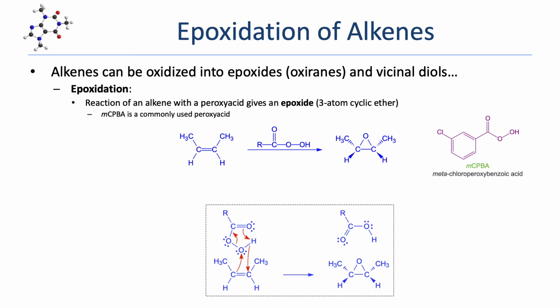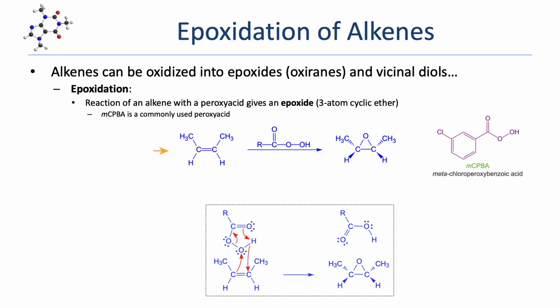Alkenes and alkynes can also be oxidized. Epoxidation is the oxidation of an alkene to form an epoxide, a three-atom cyclic ether. The reaction is often achieved via treatment with a peroxy acid, essentially a carboxylic acid with an extra oxygen. A commonly used peroxy acid is metachloroperoxybenzoic acid, or MCPBA.